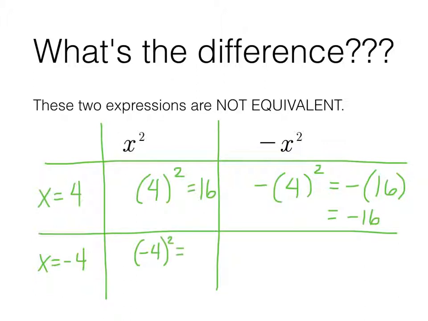Let's try it where we plug in -4. The parentheses are very important here because they make a big difference between the two expressions. If we didn't have the parentheses with this exponent, it makes a big difference. So again, anytime you're plugging in that number for the variable with an exponent on it, you've got to use parentheses.